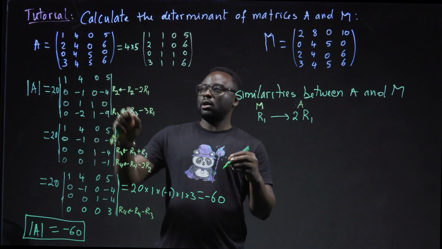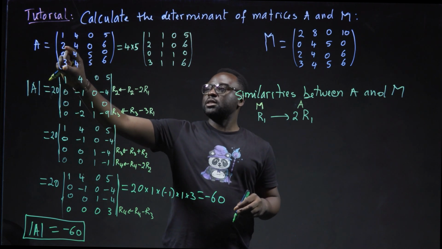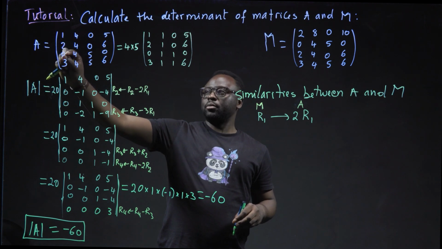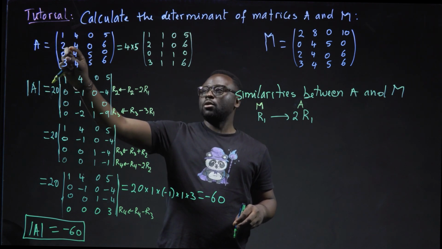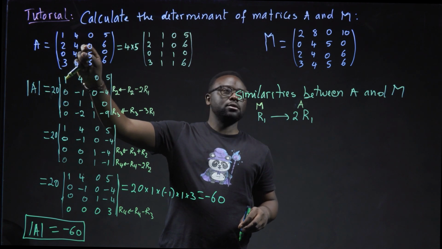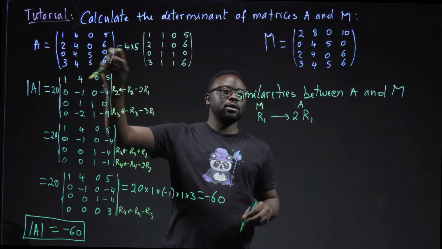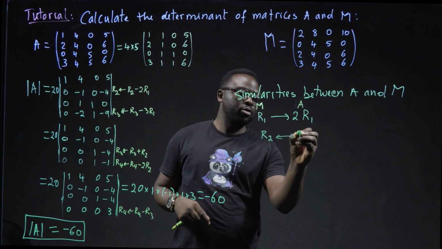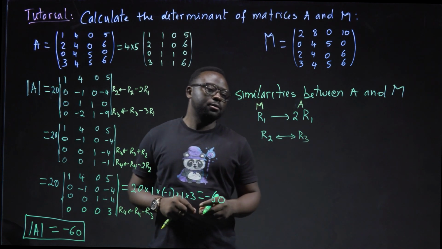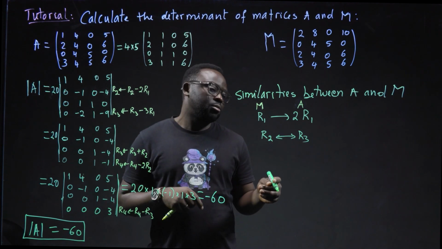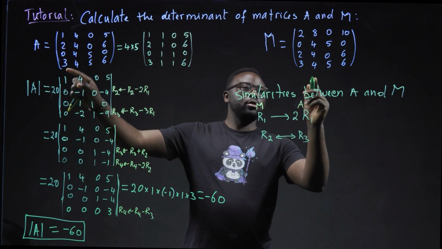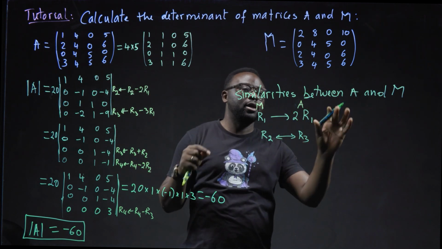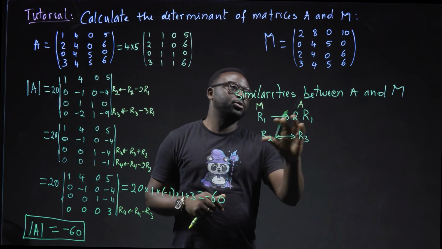Okay, we also have some other similarities. We see that these two rows are swapped. R2 and R3 are swapped because we have 0 and 2, 4, 4, 5, 0, and 6, 0. So we say that R2 and R3 are swapped. Okay, R2 and R3 are swapped. And the fourth row is the same. We have 3, 4, 5, 6, 3, 4, 5, 6. So they are similar.